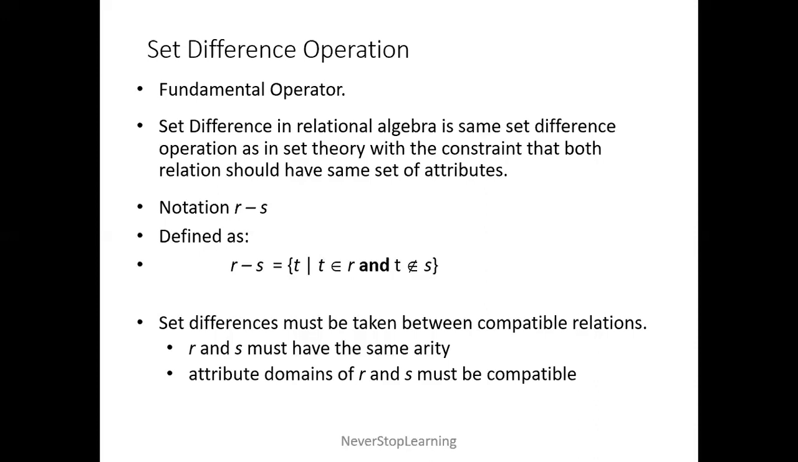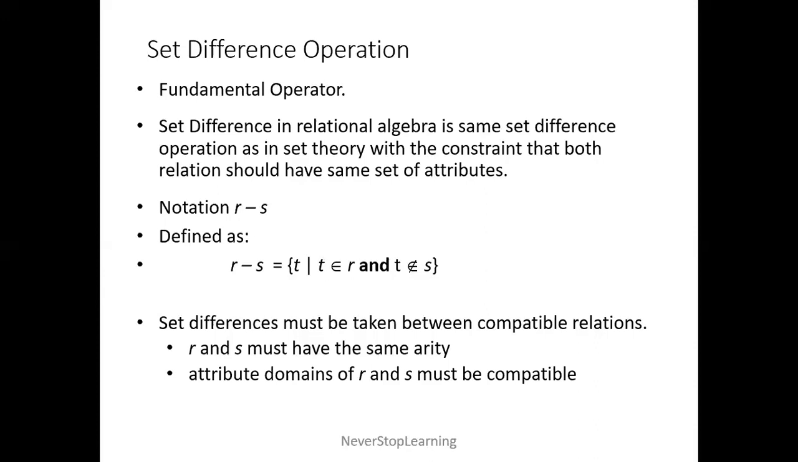What is the meaning of degree of the table? If my first table has 3 columns, my second table should also have 3 columns. So it should have the same set of attributes. This is one important point of union compatibility. Notation: the notation for denoting difference. For example, we have a relation R and relation S. This set difference is denoted by the minus sign.